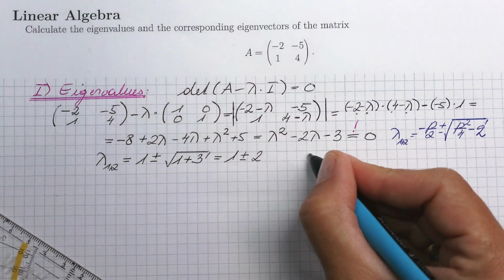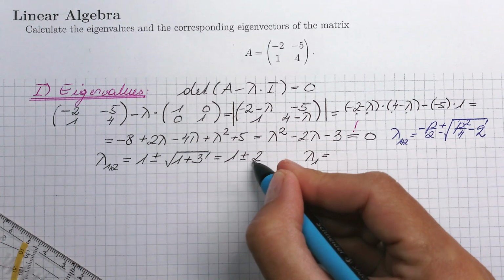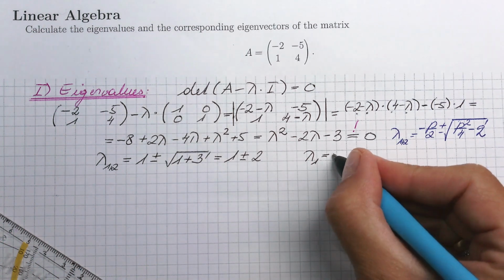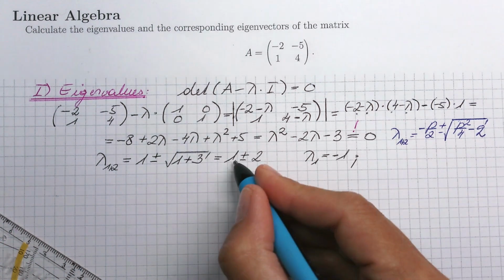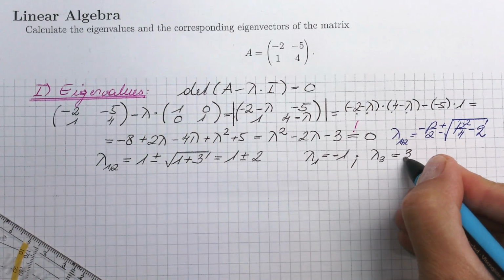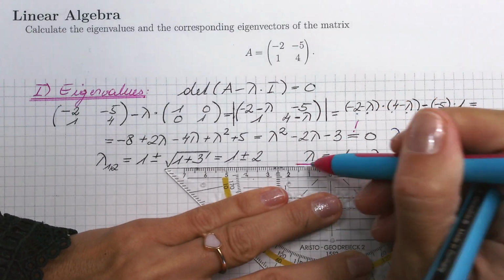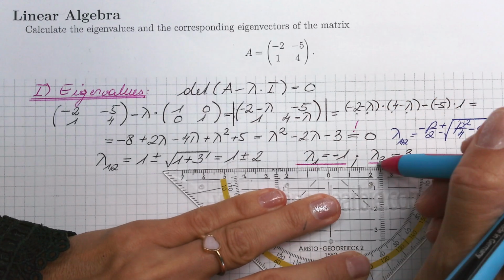Now we have two solutions for lambda. Lambda 1 is 1 minus 2 is -1, and 1 plus 2 is 3. And now we already have the two eigenvalues of the given matrix. Nice, isn't it?